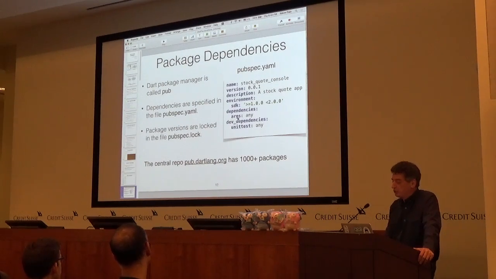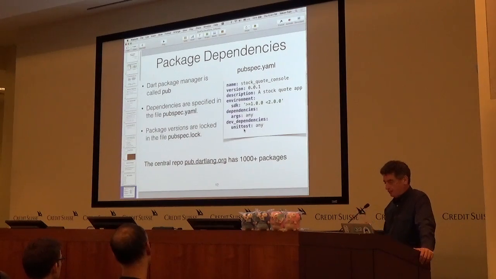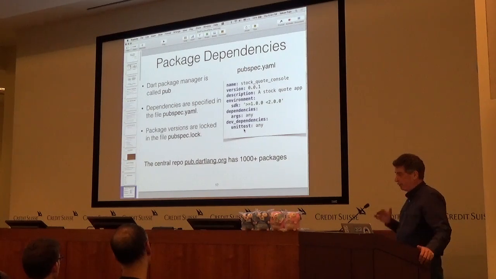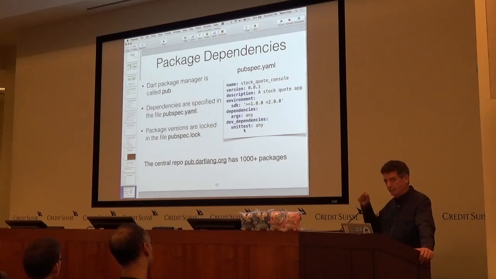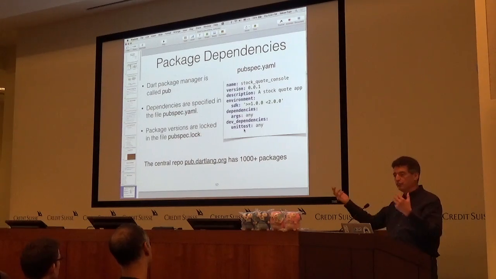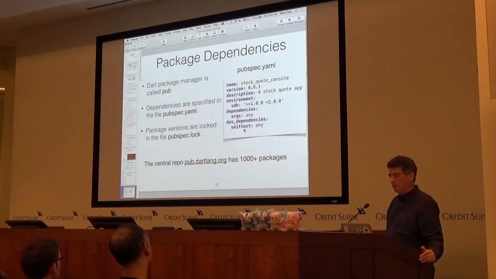We need a package to parse command line arguments, right? Any version, right? And maybe we need something for unit tests. So this is the package. And they have a tool called pub. And when you run this tool from the command line, from the directory where this file is located, it'll check the dependency and it'll pull the required dependency from the internet.